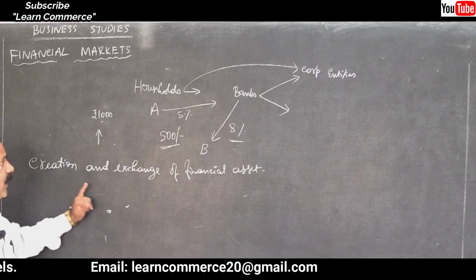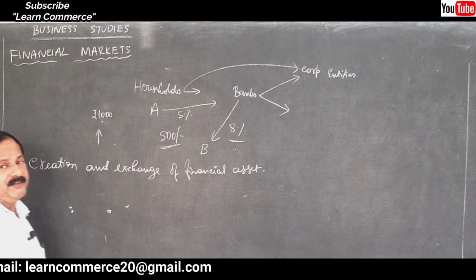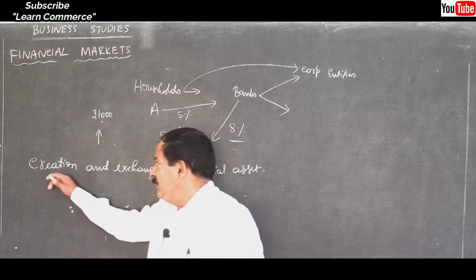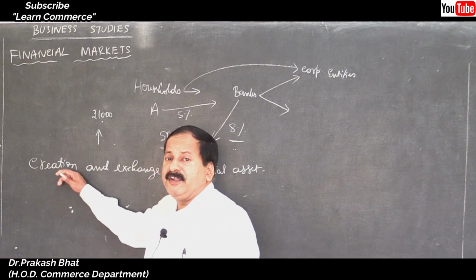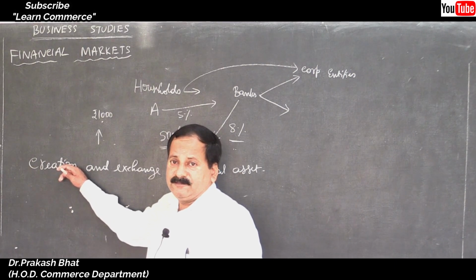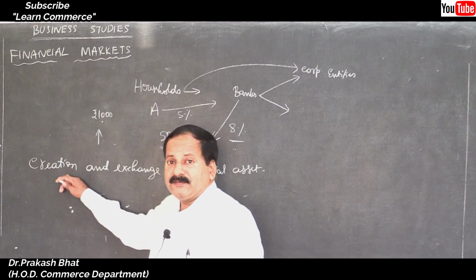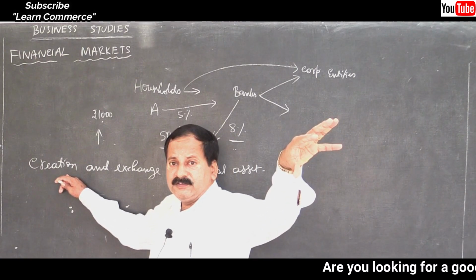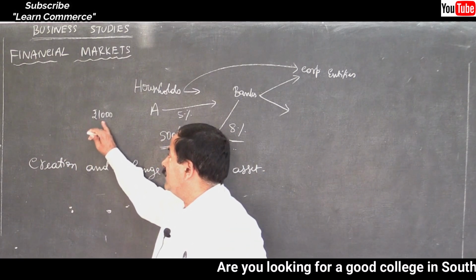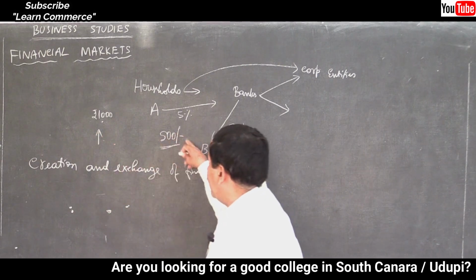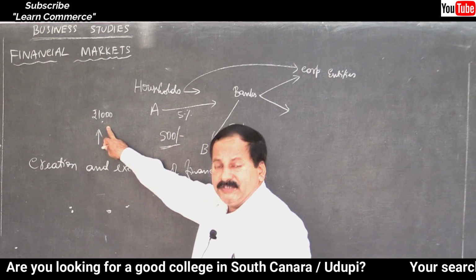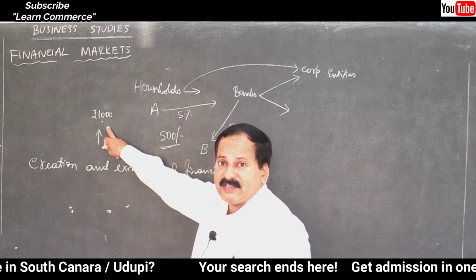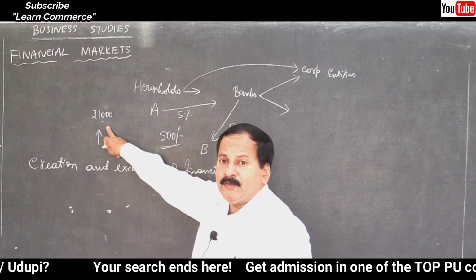Here, creation and exchange of financial assets, I told. So creation means the corporate entities will issue shares and we will subscribe for that. When a person subscribes for the shares, bought at 500, and the price booms up to 1000, immediately I will sell the shares. To whom will I sell?